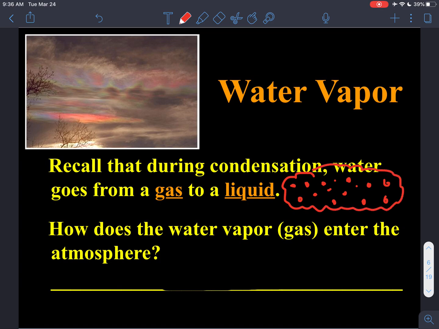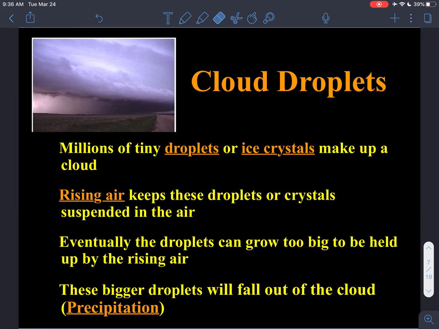But how does this water vapor get into the atmosphere in the first place? Well, the answer to that would be through evaporation. Now, when you have enough cloud droplets floating around, we're talking millions of cloud droplets. They can also be ice crystals if the temperature is below freezing. Those droplets are so small that the air currents keep them afloat or suspended in the air.